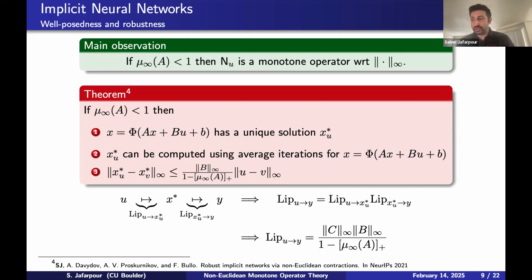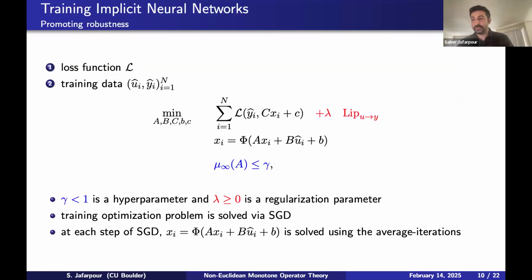Okay, any questions so far about this type of neural network? So here, using the non-Euclidean monotone operator theory that we developed in this talk, we could study well-posedness, provide a condition for well-posedness, and provide a bound for the input-output Lipschitz bound of these networks.